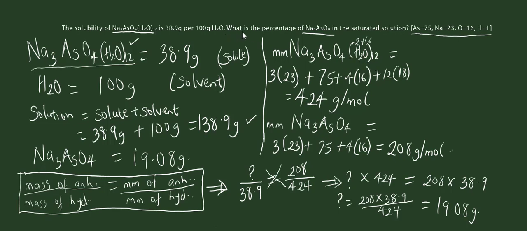Now, what can we do? Let's go back to the question. What is the percentage of Na3AsO4 in the saturated solution? To find the percentage of anything, it's very easy, right? Just do the mass of this, divide by the mass of the saturated solution, everything multiplied by 100, right? Yes, so let's do that right now. Give me a minute while I wipe the board.